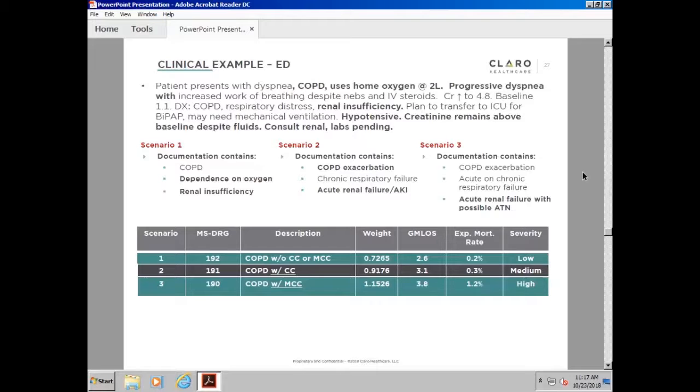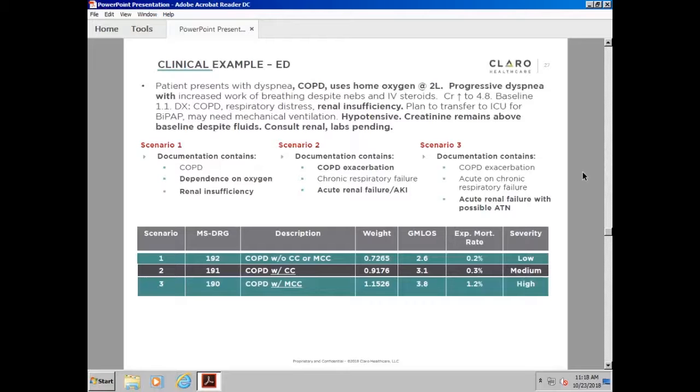And that patient, described like that, would probably go to observation. It's low severity, and the expected mortality, the risk and outcome, is 0.2%, which doesn't really correlate to that patient. The length of stay would be 2.6 days. The weight is how much we would get reimbursed if the patient was an inpatient. That COPD patient really doesn't meet inpatient.